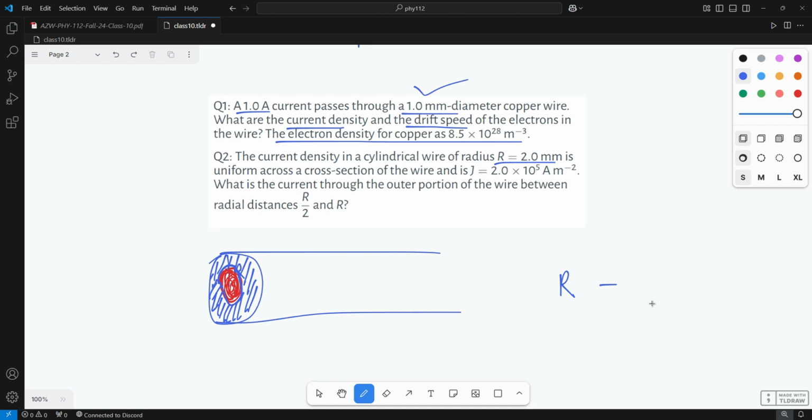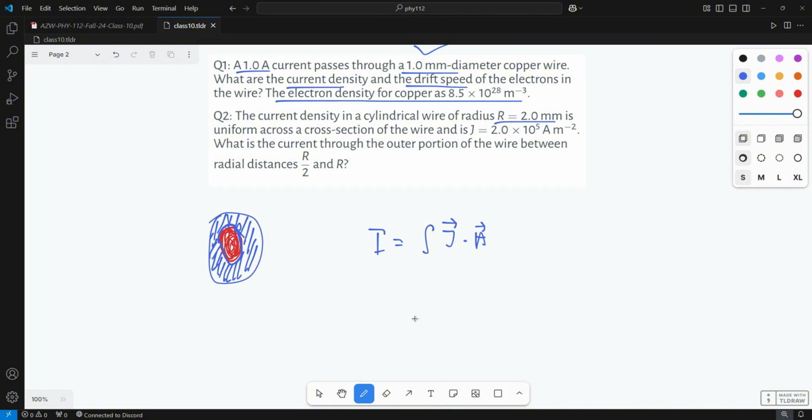But if you do it like this, we will not get the correct answer. We have to take the help of integration. So we know that I is equal to integration of J dot A. As this is in the same direction, we do not need to write cos theta. We can just directly write I equals to integral of j dA, as dot product gives us scalar quantities.